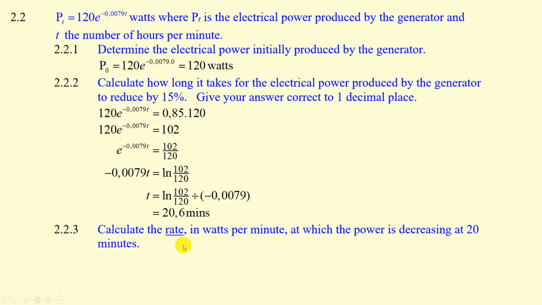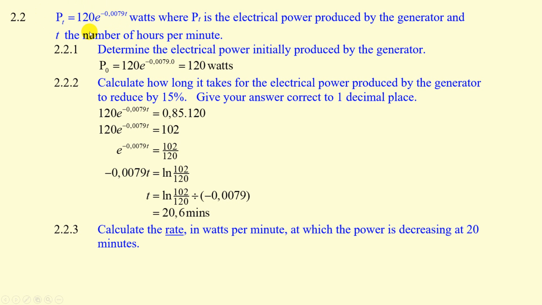Part 3. Calculate the rate in watts per minute at which the power is decreasing at 20 minutes. Now the rate, remember, rate of change is the derivative. The derivative is rate of change. Derivative is the gradient, derivative is the rate of change. So we need to take P of t equals that, and we need to differentiate it.